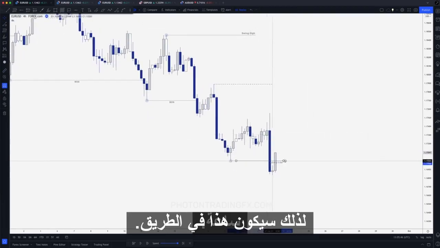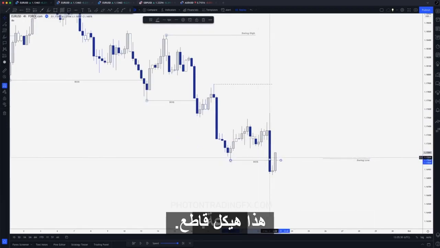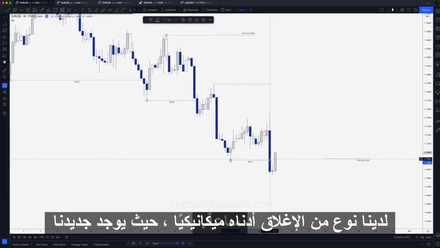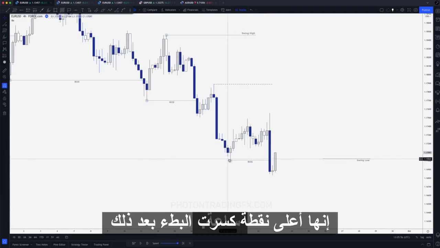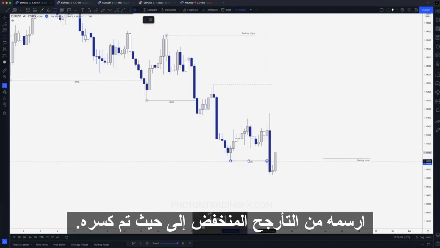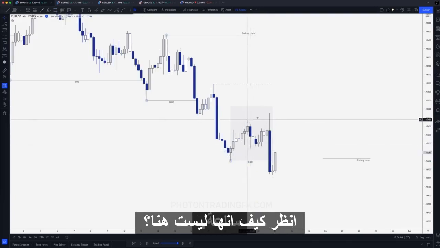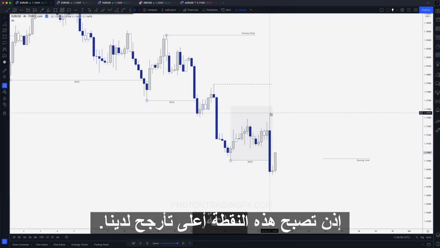So I'm just going to move this out of the way. So this will be the last example, just so you guys get it. That's the break of structure. We have a candle closure below. So mechanically, where is our new swing high? It's the highest point that broke this low after it was formed. So if you're confused, use the box. Draw it from the swing low over to where it was broken. Drag the tool up. Okay, where is the highest point? You see how it's not here? It's this point here. So this point becomes our swing high.